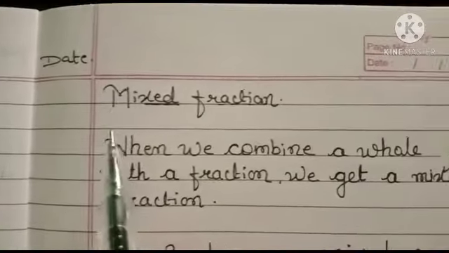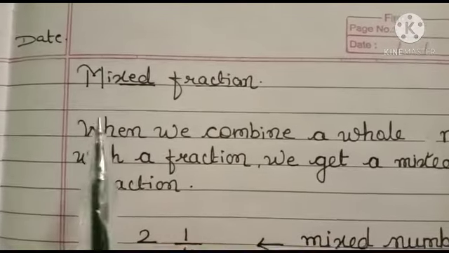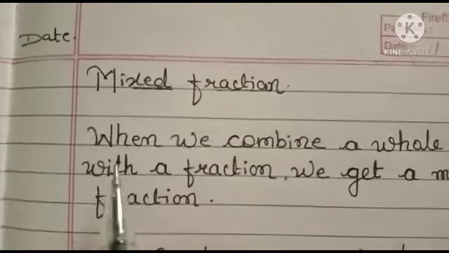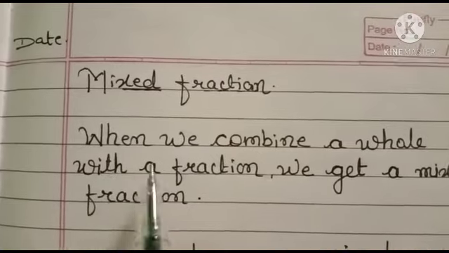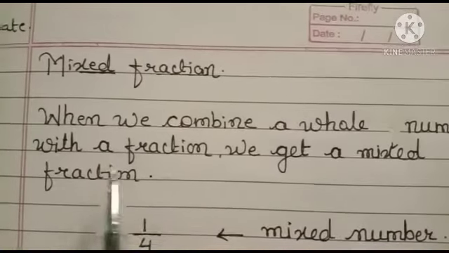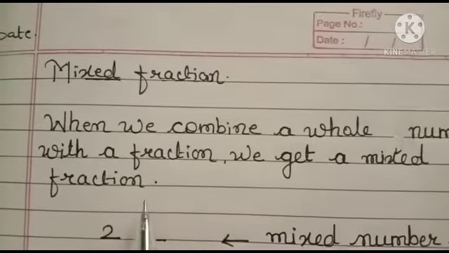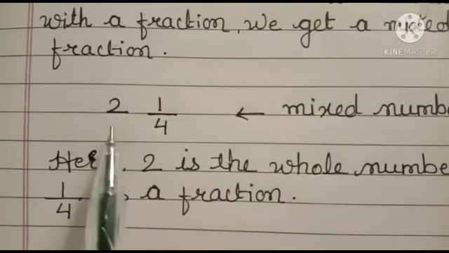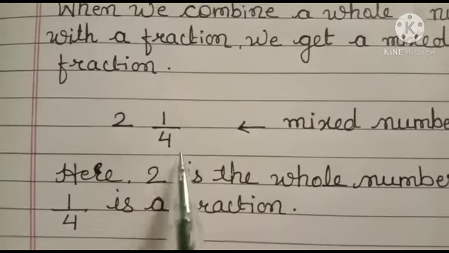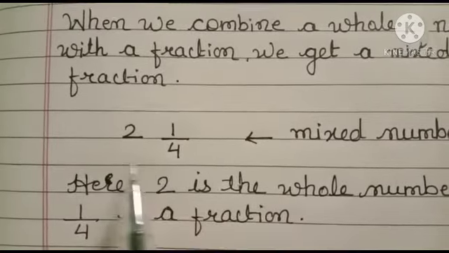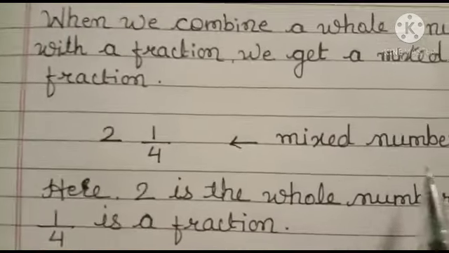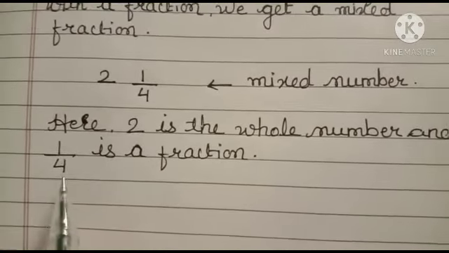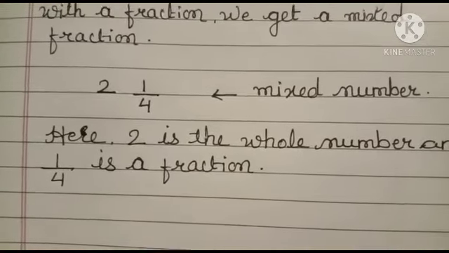Completing the exercise on page number 55, you have to continue this in your notebook from mixed fraction. The definition of mixed fraction is you have to write: when we combine a whole number with a fraction, we get a mixed fraction. Here is one example, 2 and 1 quarter. This 2 is the whole and this is 1 quarter. When we combine them, it will be a mixed number. Here 2 is the whole number and this 1 upon 4, that is 1 quarter, is a fraction.